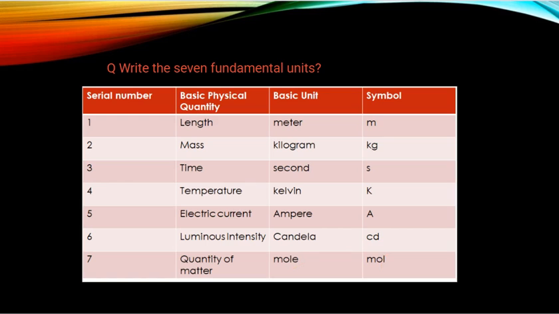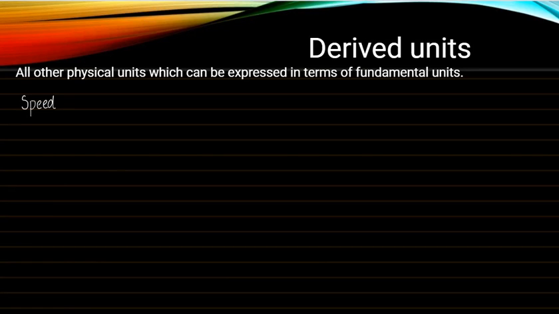Fine. Now we will express some of the physical quantities based on these 7 fundamental units. Those physical quantities expressed on the basis of the 7 fundamental units will be known as derived units. So in today's class we'll discuss derived units. Let's take an example of a derived unit. One such derived unit is speed.